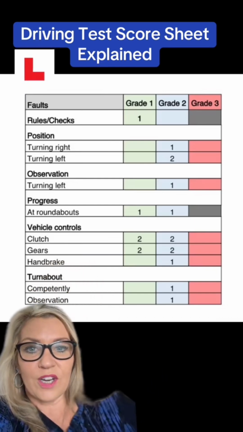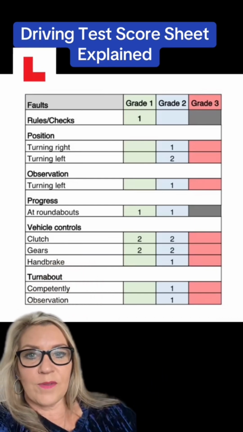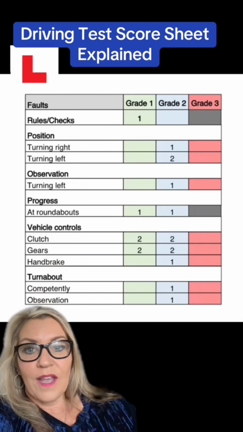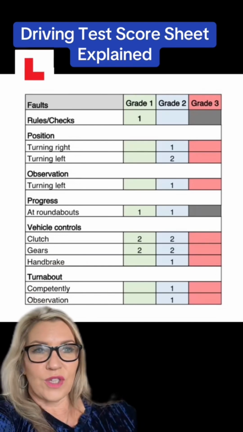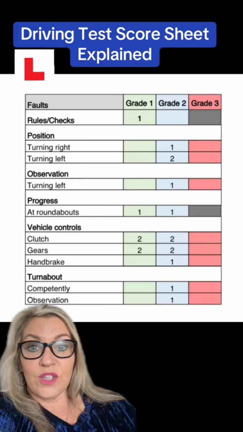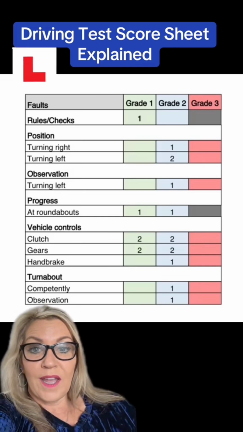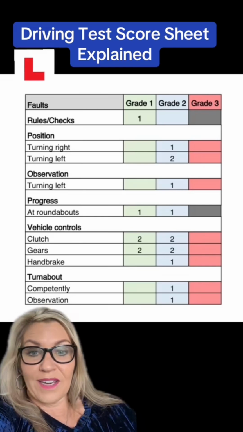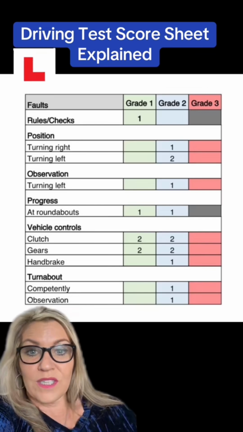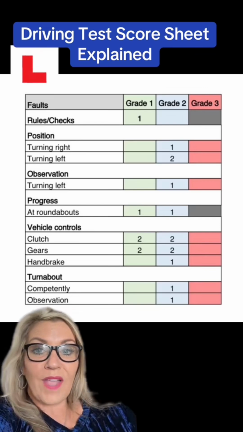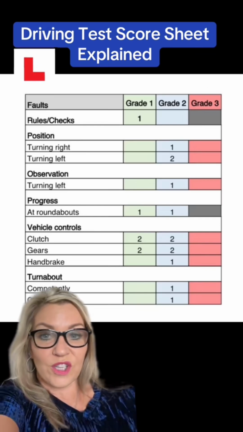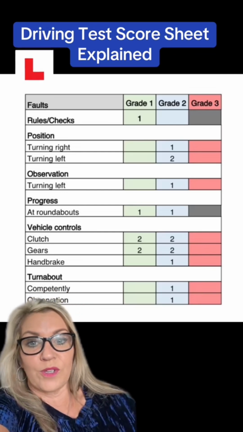And finally, turnabout competently and observation. All right, so on your turnabout, competence means that you just didn't do it in a competent fashion. You might have done it too slow, you might have hit the curb, you might have done it incorrectly, you might have taken too many times to do it. And turnabout observation is that you didn't carry out the correct observation when you were doing the turnabout.